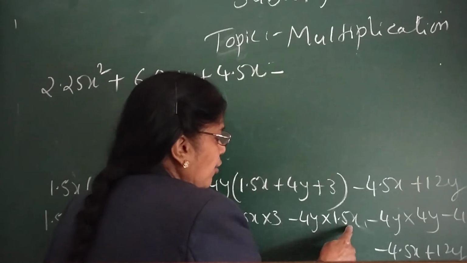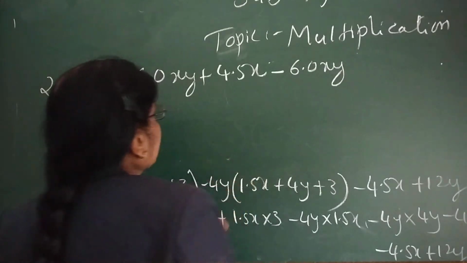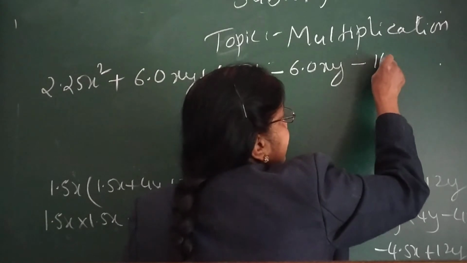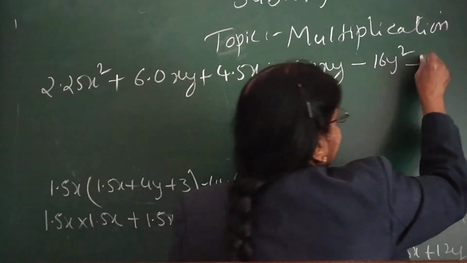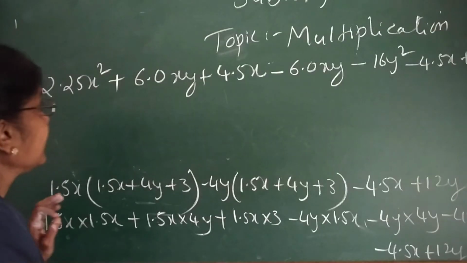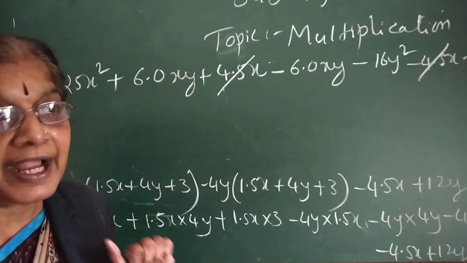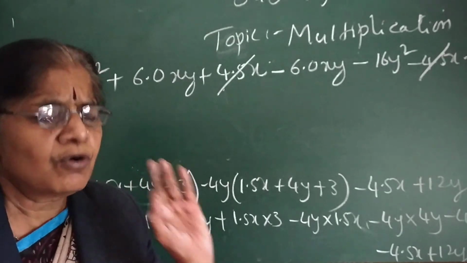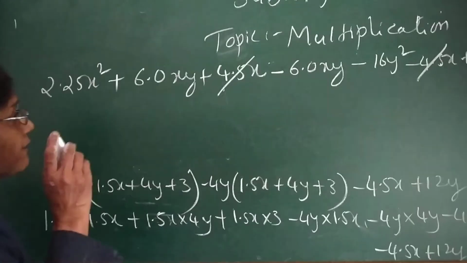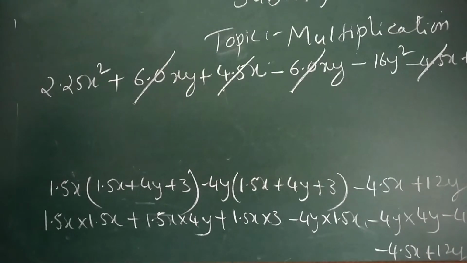Minus sign, 4 into 1.5, or 15 4s are 60, minus 6.0xy. Y into x or x into y, it is one and the same. Minus 4 4s are 16y square, minus 4.5x plus 12y. See the like terms. Plus 4.5x minus 4.5x cancel. Why? I told you the reason. Same constant, same variable with plus or minus sign, it will get cancelled. See, one more will cancel. Plus 6.0xy minus 6.0xy also gets cancelled.